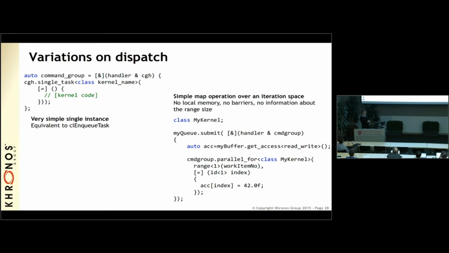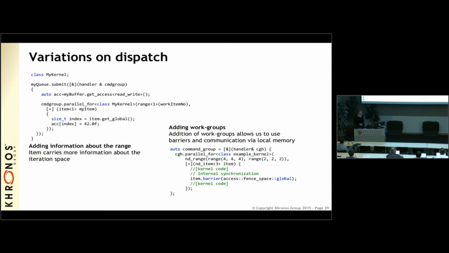We have these simple map operations, which is what I showed before. So this just has a range. It just has an ID. There's no concept of workgroups. There's no concept of local memory. So that means that when this is mapped down, it can be very flexible about the mappings. It can know what it can pad and mask out, and it knows there's not going to be any synchronization in there that's going to do any harm, and so it can generate more efficient code.